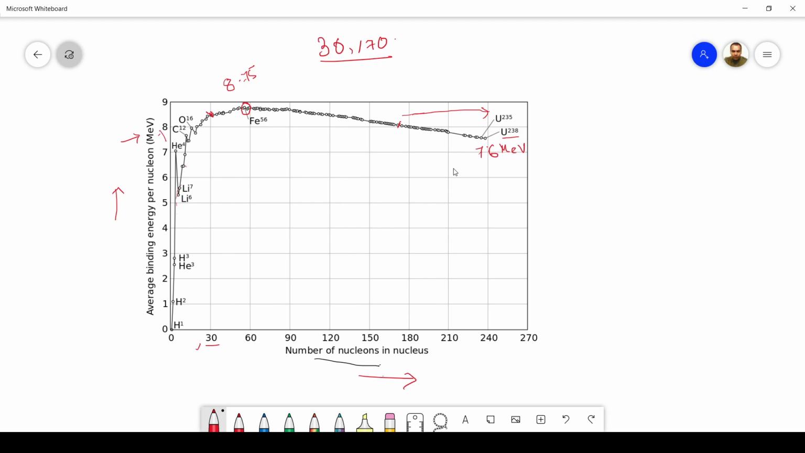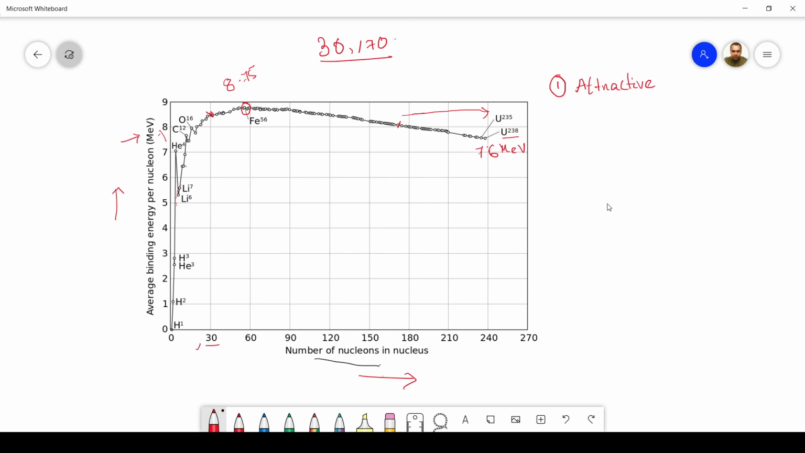So we can learn a few things. What does this plot of average binding energy per nucleon versus the number of nucleons in a nucleus actually represent? One of the things is that the force is attractive. The force we are talking about is the binding force, the force that binds the nucleons, meaning the protons and neutrons, in a nucleus. The way they are bound in a nucleus is attractive.